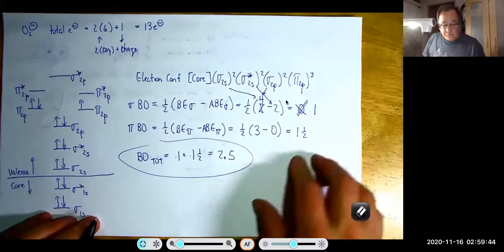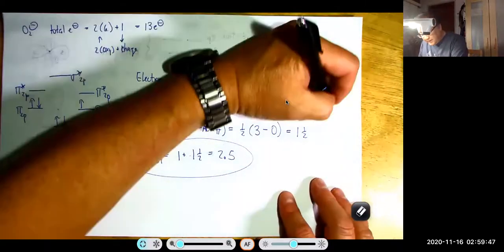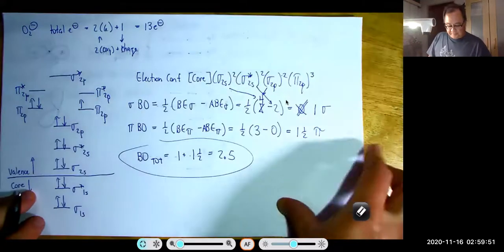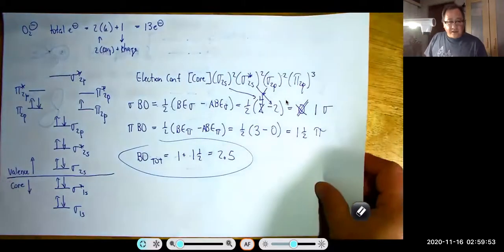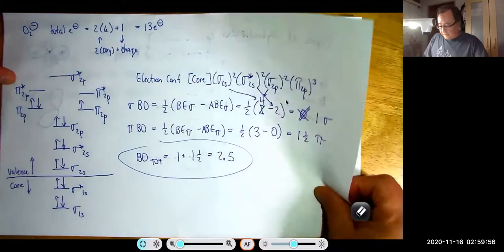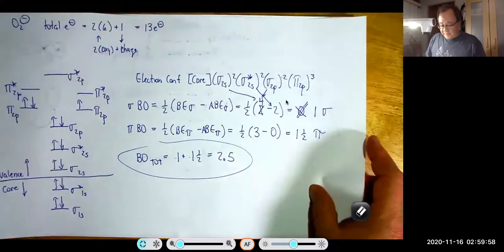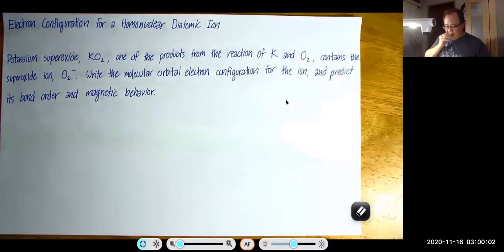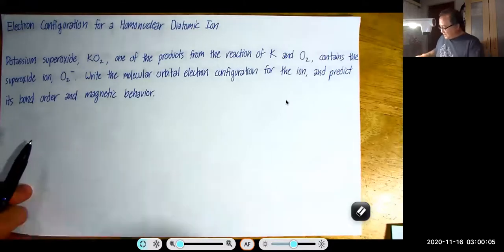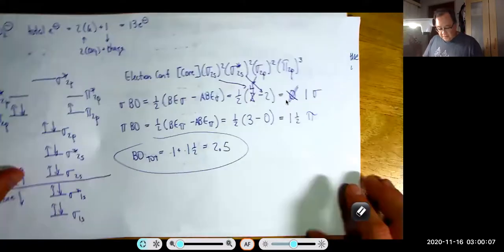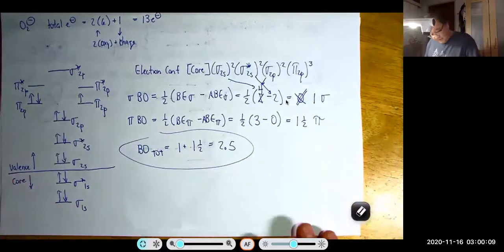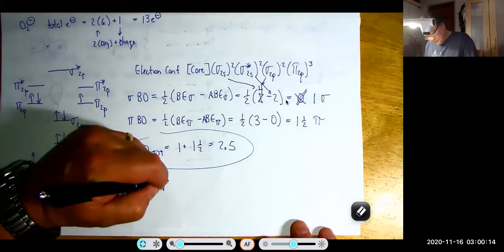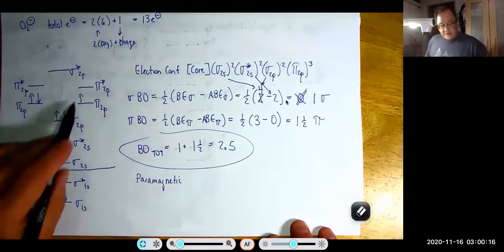And what is the net bond order? It's a 1 sigma bond and 1 1/2 pi bonds. So that's kind of interesting. If you think about valence bond theory, we can't get 1 1/2 bonds. All right, so that's that one. Oh, and we forgot the magnetic behavior. What's the magnetic behavior here? Paramagnetic. Why is that? Because of that 1 unpaired electron.